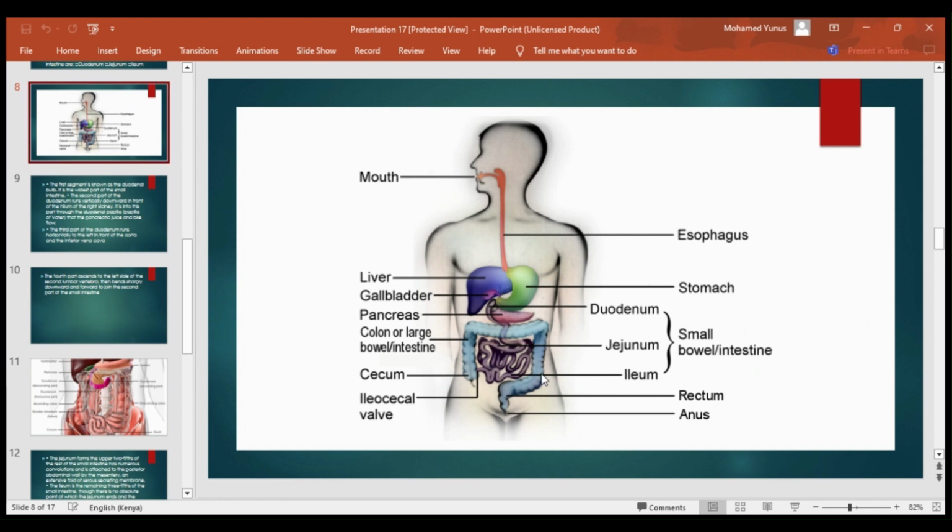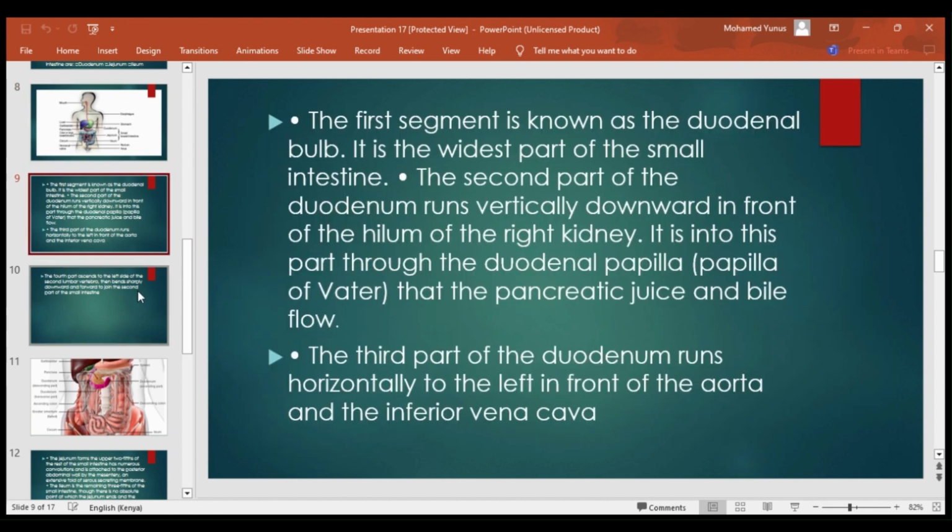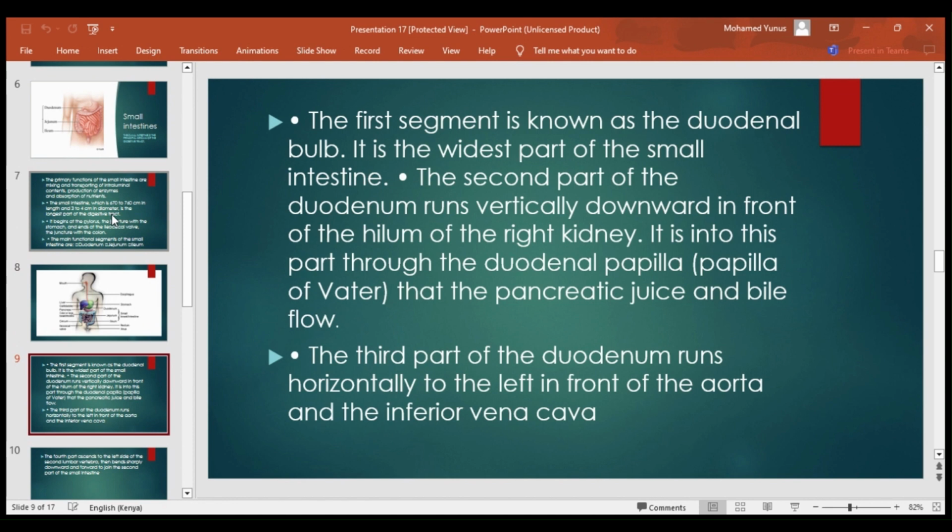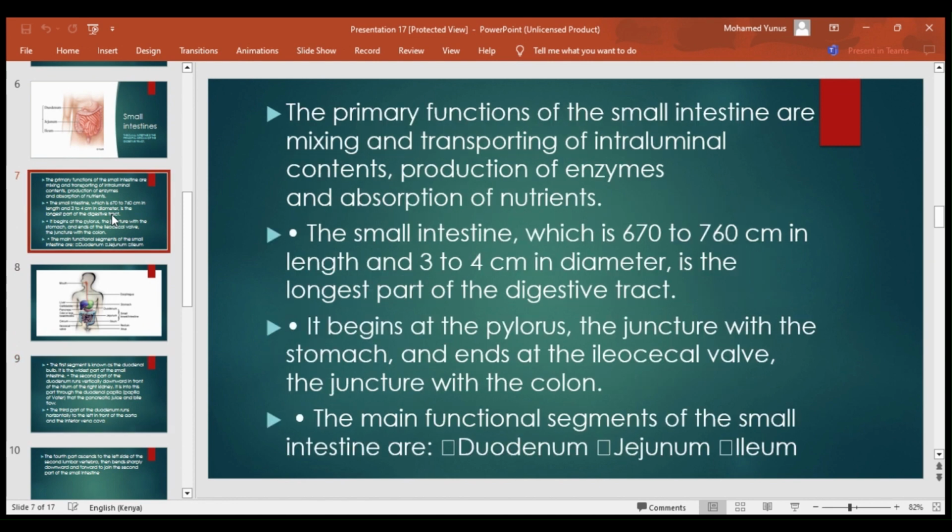But here's where it begins. It begins right here, where the stomach ends, where the pyloric sphincter is. That's the pylorus. Then it ends at the ileocecal valve. That's the valve between the small intestine and the large intestine.